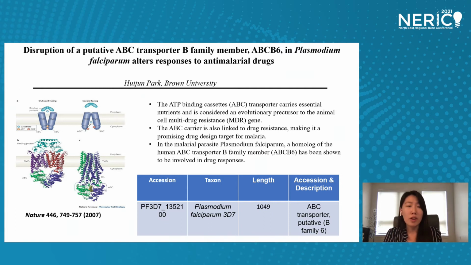In the malaria parasite Plasmodium falciparum, the ABC transporter B family member has been shown to be involved in the drug response. In the chart below, you can see the information about my genes.